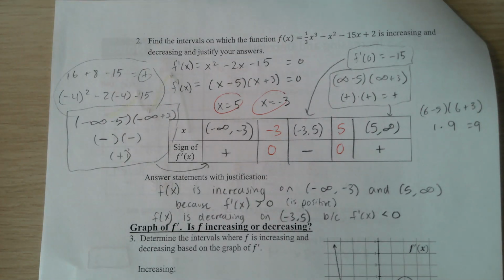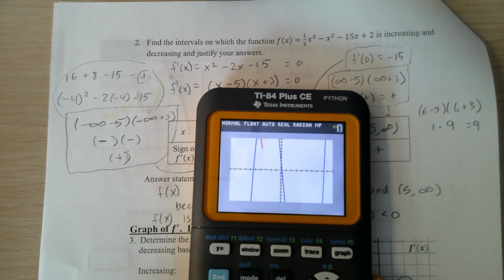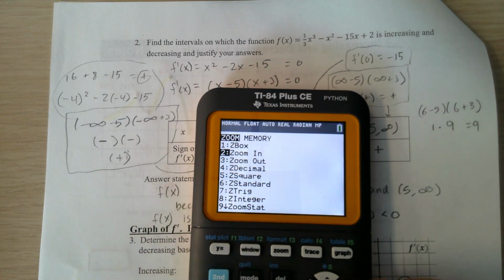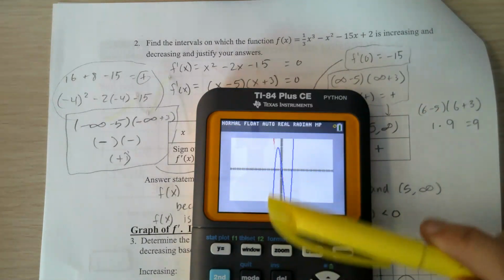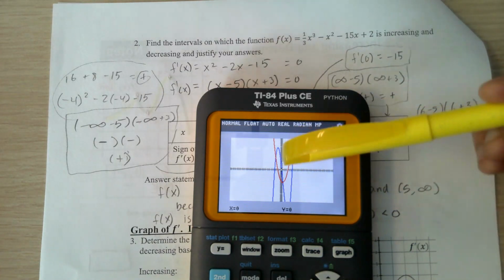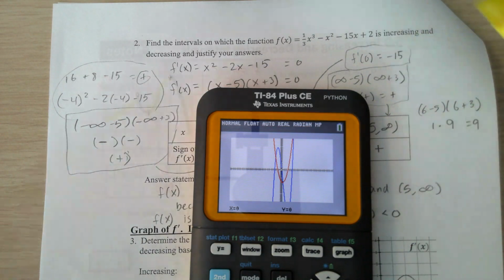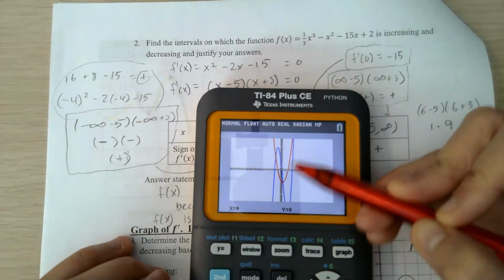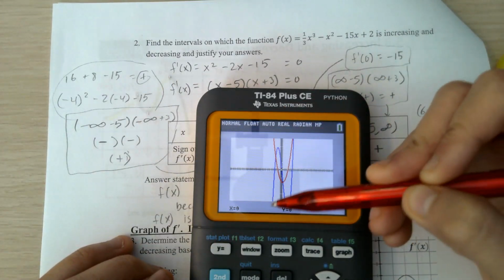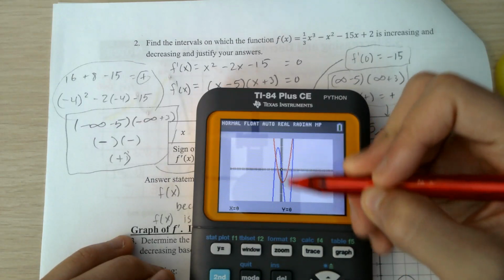X squared minus 2x minus 15. Okay, let's see if I need to change it. Okay, yeah, let me zoom out. Alright, so my original graph is a nice parabola. We have 3 crosses. And then if you look here, my derivative is now not a straight line, right? So my derivative is positive in this section right here and this section right here. And that's where the graph is increasing. And then my derivative is negative right here. And that's where the graph is decreasing.